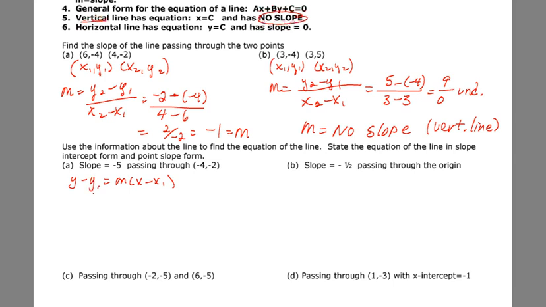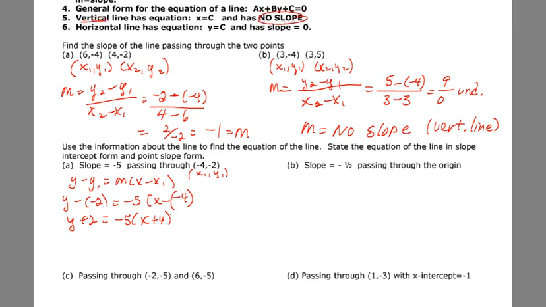So we'll just plug in our information. Negative 5 for slope, and this is our point for x1, y1. So let's write this as y minus a negative 2 equal to the slope, which is negative 5, times x minus x1, which is a negative 4. So I end up with y plus 2 equal negative 5 times x plus 4. I believe that's what they're wanting for point-slope form.